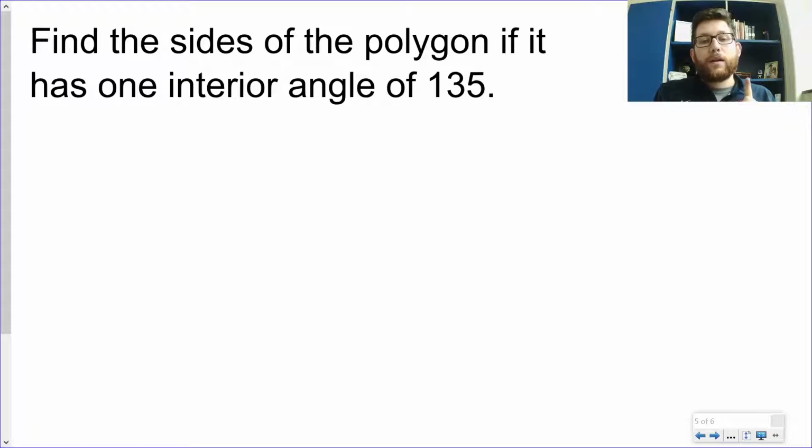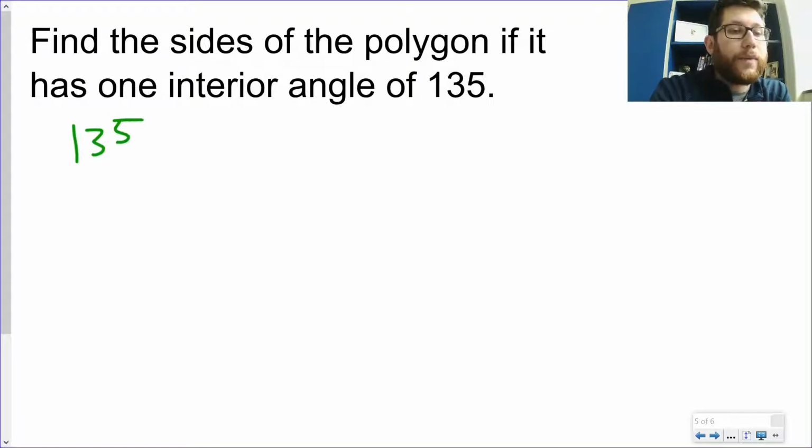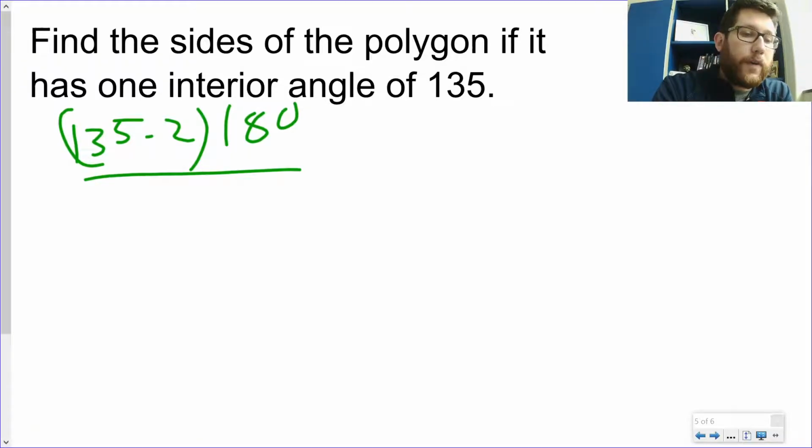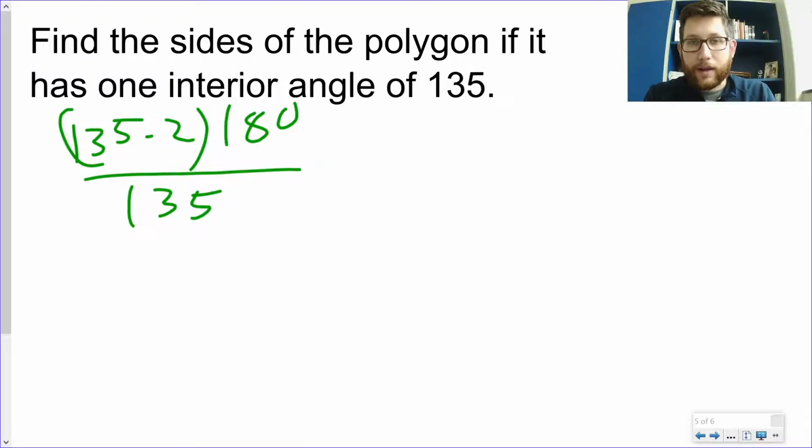What if I want to solve for the number of sides if I have one interior angle of 135. Now, you might be tempted to try to plug 135 in for n, and it would look something like this. We'd say, okay, 135 minus 2 times 180, all over 135. Okay, and I can promise you, you will not get the right answer from that.